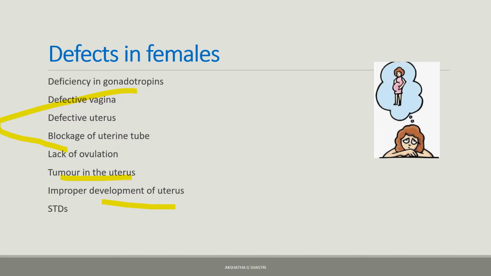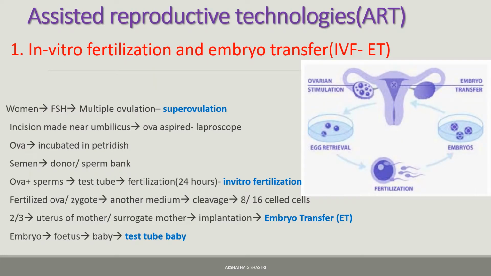Then what is the solution for this? That is assisted reproductive technology. If couples have these kinds of defects, they can be assisted to have their own child through certain special techniques, and these special techniques are known as assisted reproductive technology, ART. Now let us see what assisted reproductive technologies are available to help childless couples have their own child.